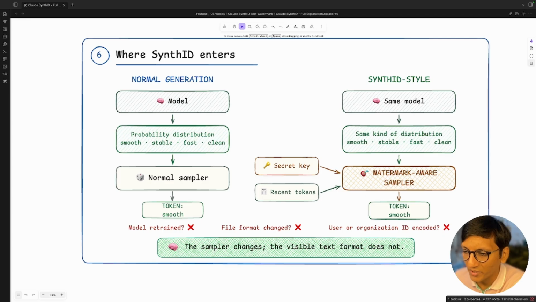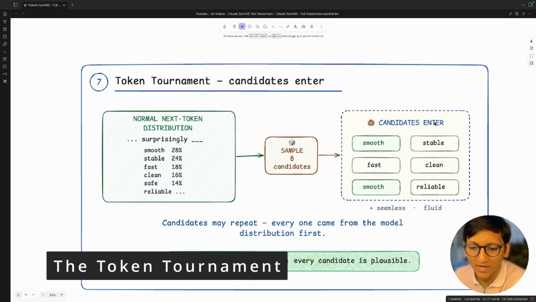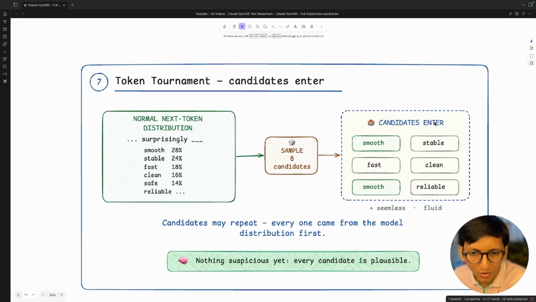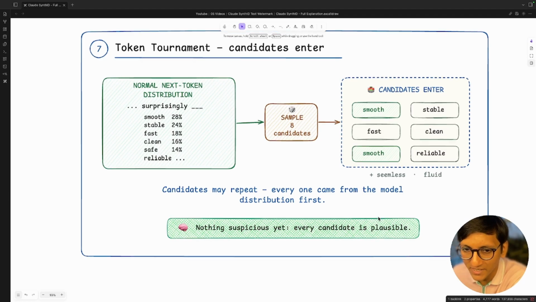Now let's understand the watermark-aware sampler in more detail. Let's think of it as a token tournament where the model produces the next token distribution. In our example, "The deployment was surprisingly", the model samples around 8 candidates: smooth, stable, fast, clean, smooth, reliable, seamless, or fluid. A candidate may repeat itself. Nothing is suspicious yet. Every candidate is a possible candidate.